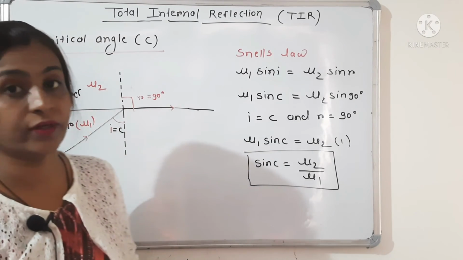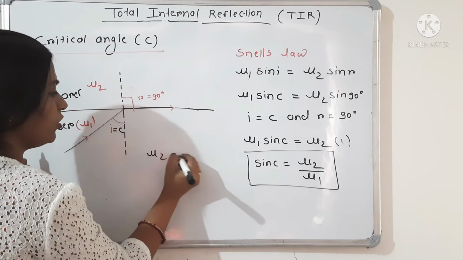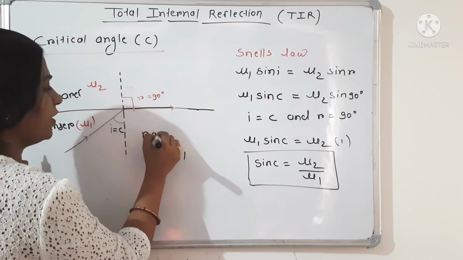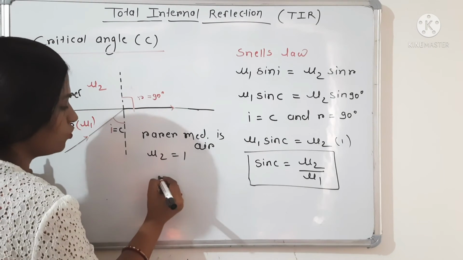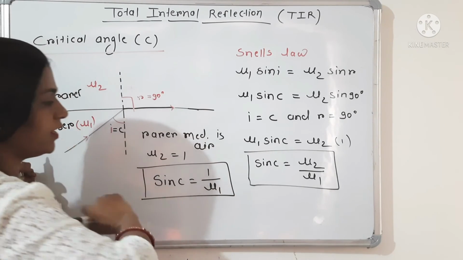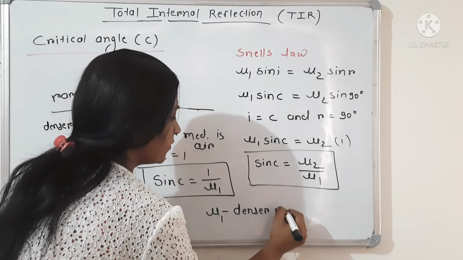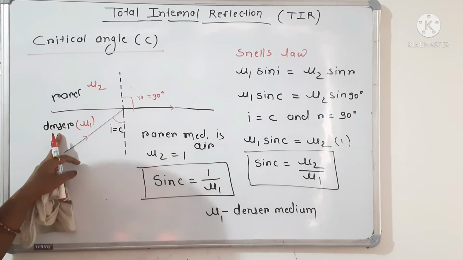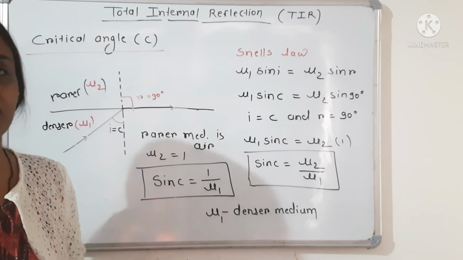Sin C is equal to mu2 upon mu1. Again here, if the rare medium is air, then mu2 is equal to 1. So sin C is equal to 1 upon mu1. And mu1 है denser medium का refractive index. This is the refractive index of the denser medium: mu1 is the refractive index of the denser medium and mu2 is the refractive index of the rare medium. So this is the value of your critical angle.